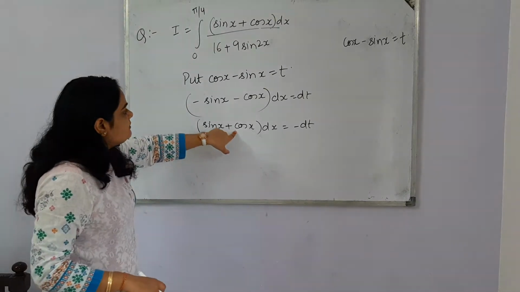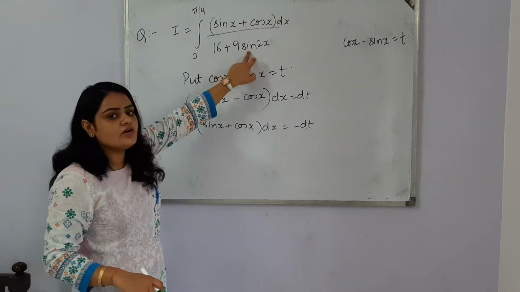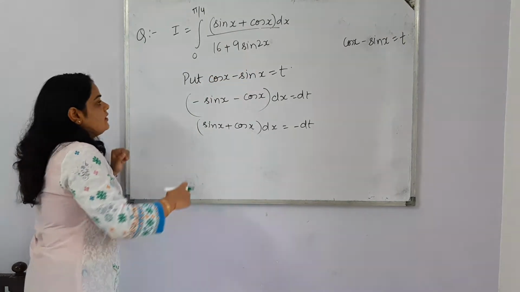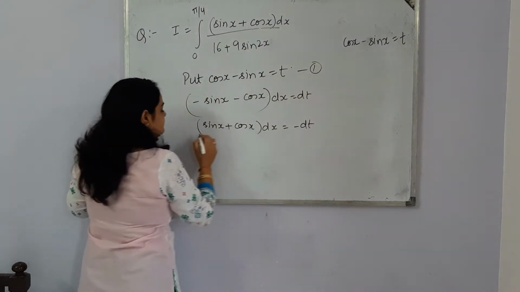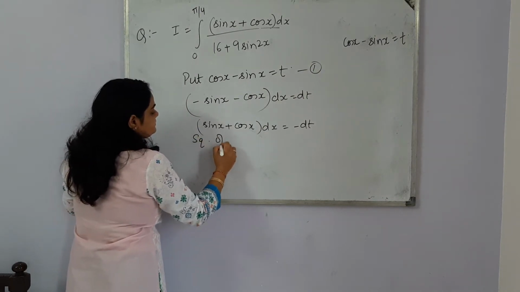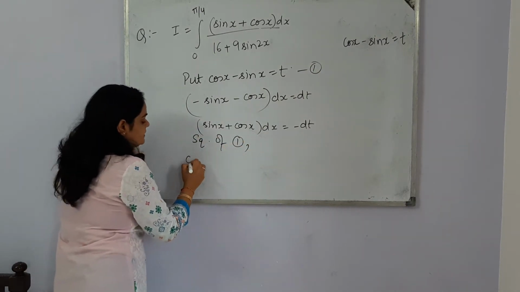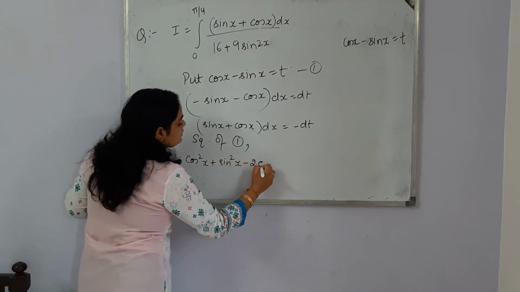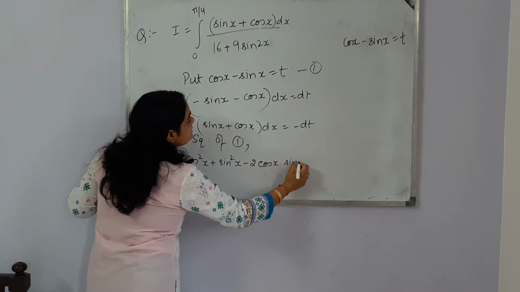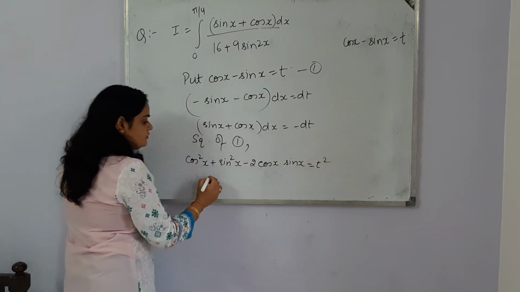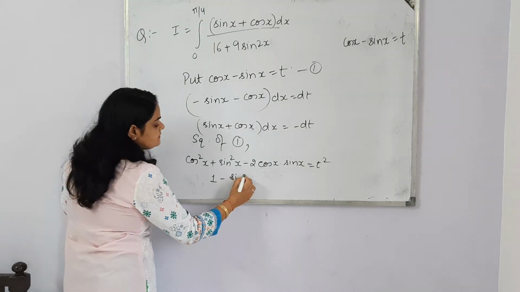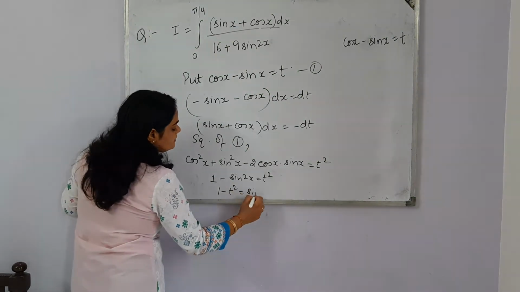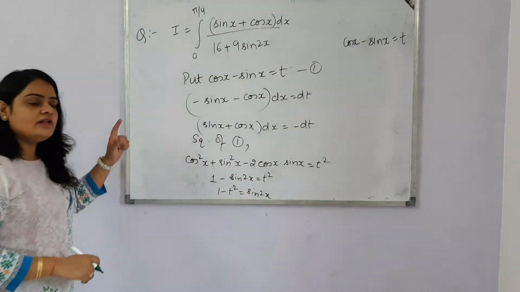Now this thing is available, but this thing is not available, and of course we need to convert sin 2x into t as well. So if we are doing the squaring of 1, we are getting a square plus b square minus 2 cos x sin x is equals to t square. So it is 1 minus sin 2x. Now we are having the value of sin 2x, which is 1 minus t square. Now we are having all the values.